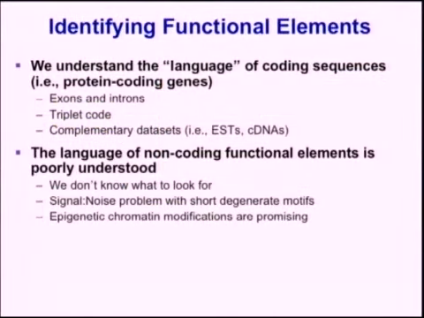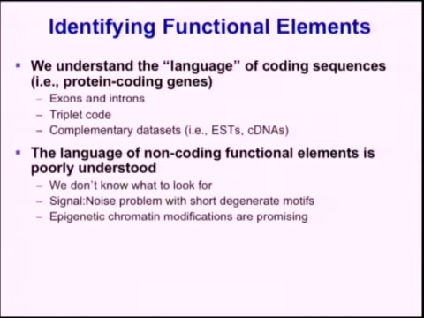So getting at this concept of functional sequences, I separated them out in the previous slide into two components. This coding region component where we have a general understanding of the language. We know about exons and introns, this thing called the triplet code, which codes for these amino acids, and there are many of these complementary data sets like ESTs and cDNAs, very similar to what Lior Pachter showed you earlier today, that can highlight where protein coding genes are falling, and indeed other RNA sequences.